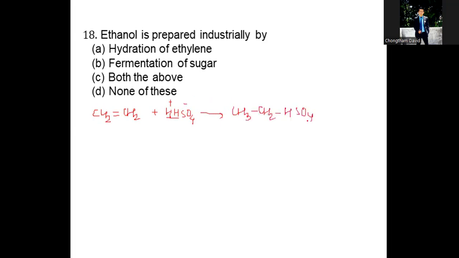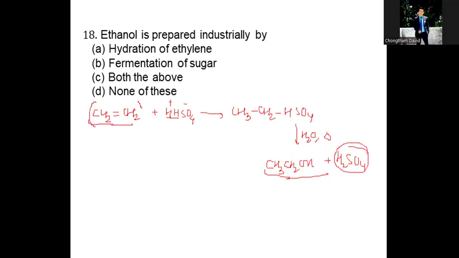Now the addition product is formed from this. You have to boil it with water by heating, and after boiling it changes readily to alcohol. Then the acid goes back as dilute sulfuric acid. Now fermentation of sugar is another process. The first step I've done here is the preparation of alcohols from alkenes. This you will find in the preparation part of alcohol.